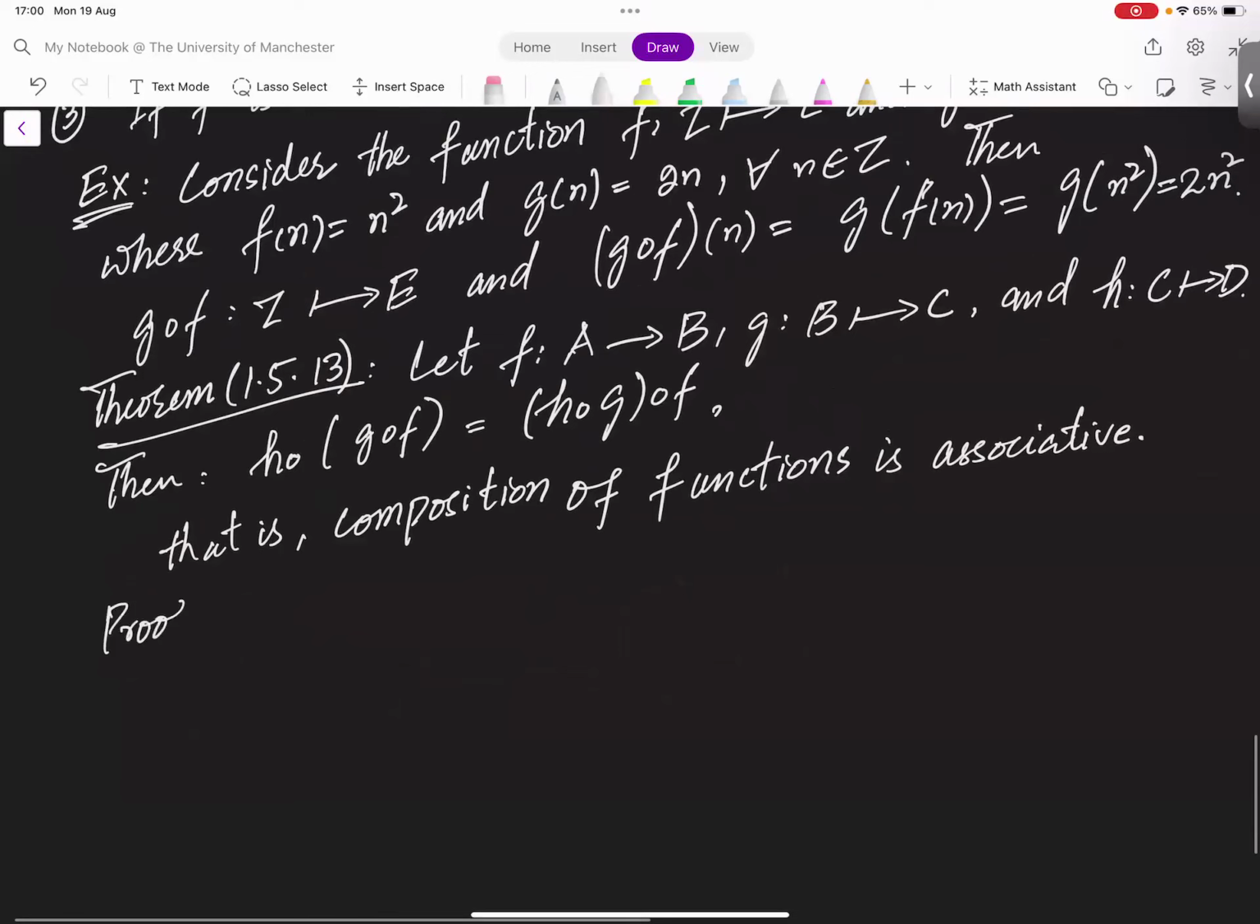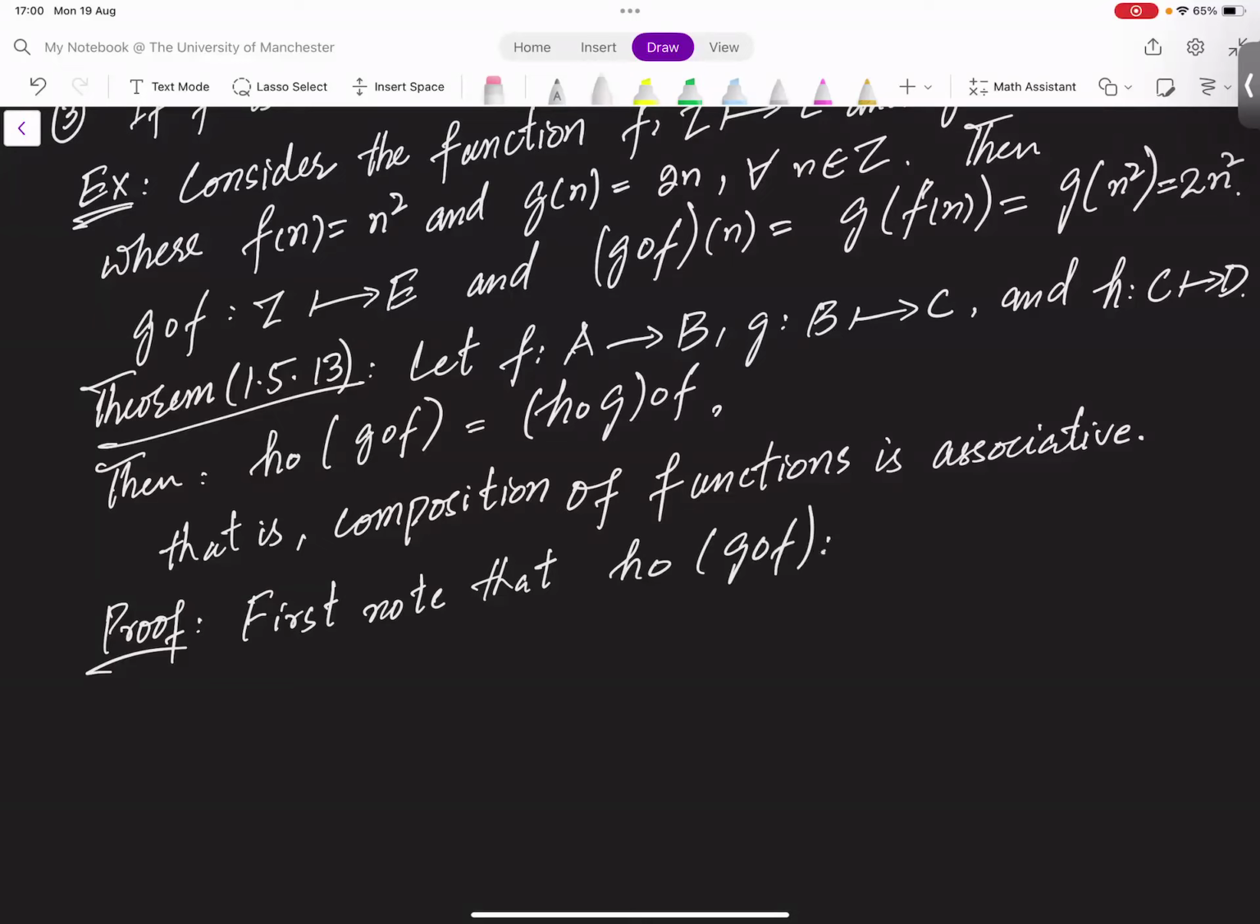And we can prove this. I can also prove the previous theorem, but it is long, so it will take time. So this is the short one. That's why I'm giving the proof. First, note that h compose g of f is a function from A into D.